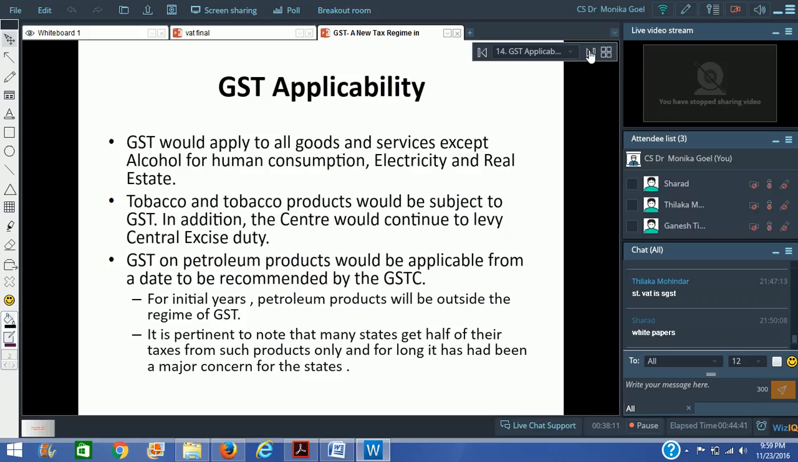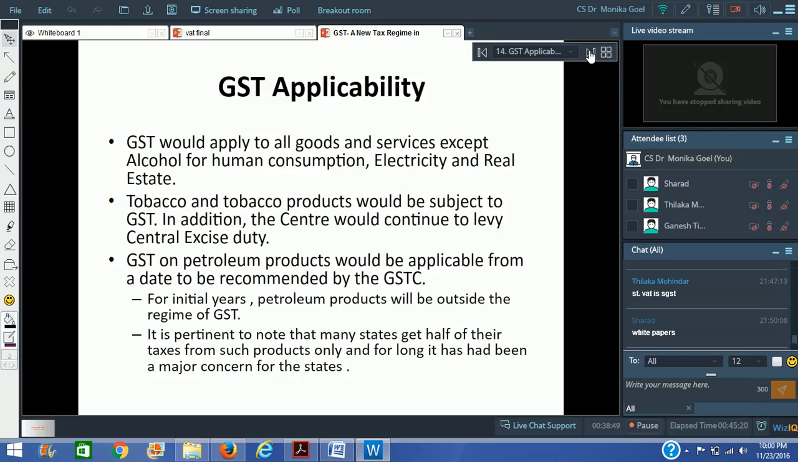Now, I said GST will be applicable on all goods except specified goods. So what are those specified goods? GST will apply on all goods and services except alcohol for human consumption, electricity and real estate. Tobacco and tobacco products are part of GST, but in addition to GST, on tobacco and tobacco products, the central government will still impose the central excise duty. So over and above the GST, there will still be some central excise duty.